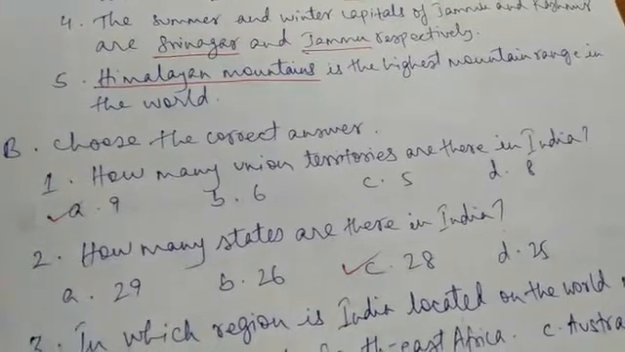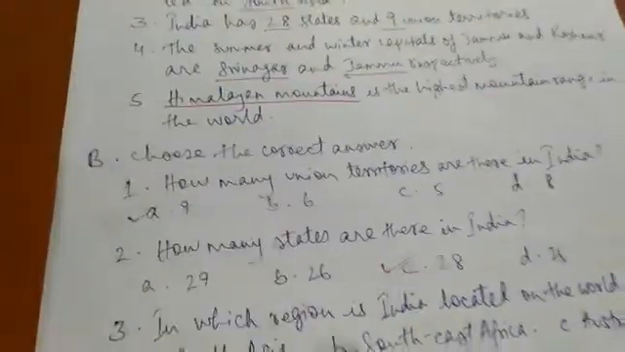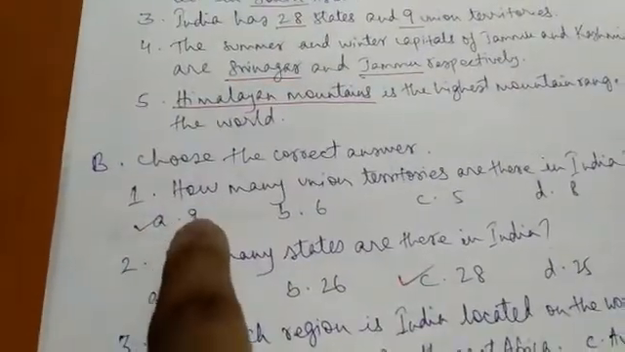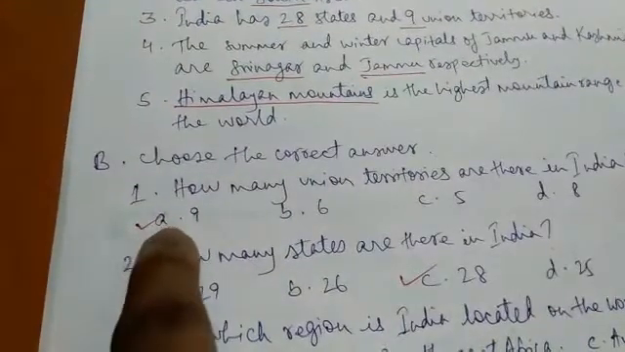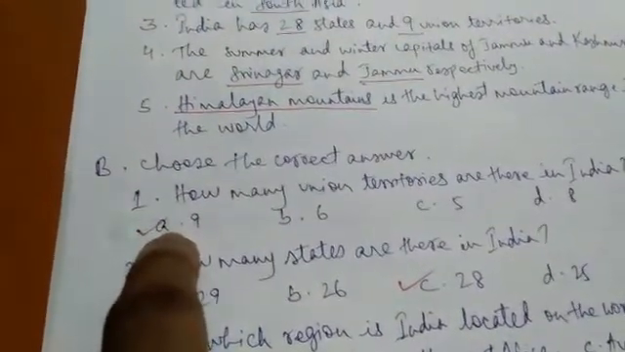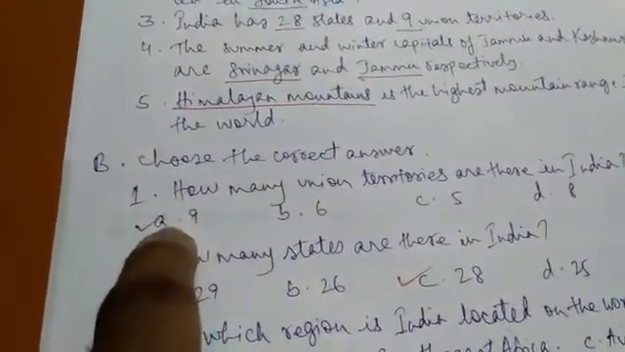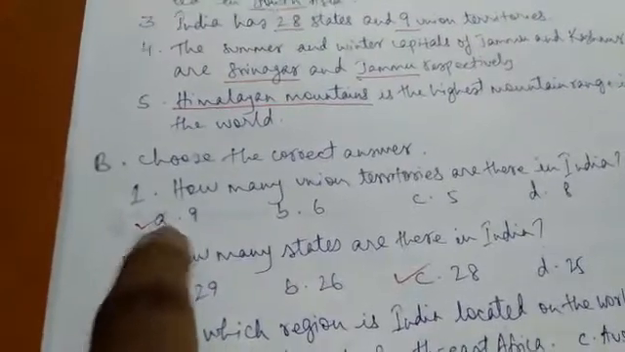Question B. Choose the correct answer. Question number 1. How many union territories are there in India? So the answer is A, 9. Now where I have given a tick mark, my dear children, that is the correct answer for that respective question. So the answer for question number 1 is A, 9.